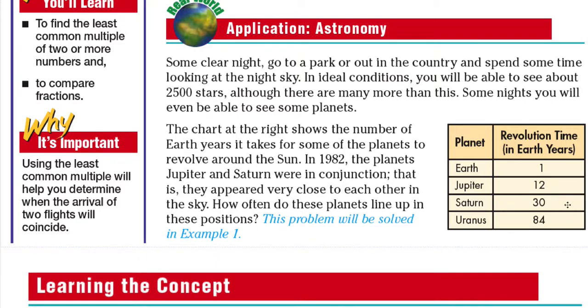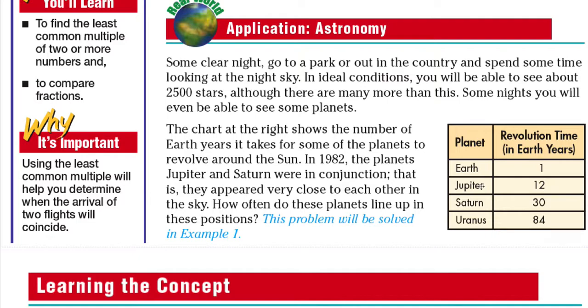Let's take a look at this chart. Obviously the Earth takes one Earth year to revolve around the Sun. Jupiter takes 12 Earth years to make one full revolution around the Sun. Saturn takes 30 Earth years, and Uranus 84 Earth years. So one year on Jupiter is equivalent to 12 Earth years, one Saturn year is equivalent to 30 Earth years, and so on and so forth.